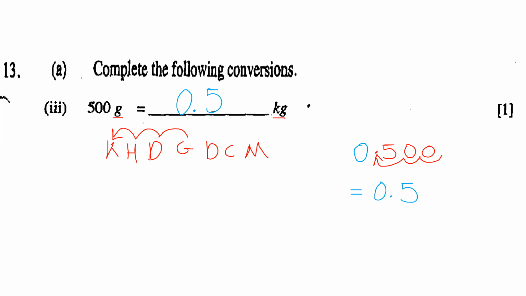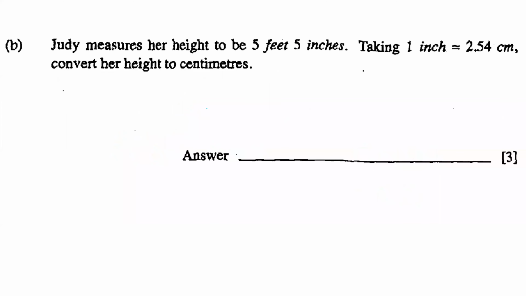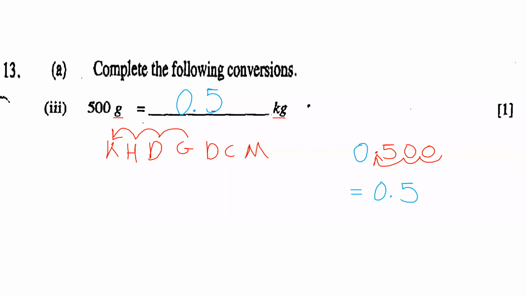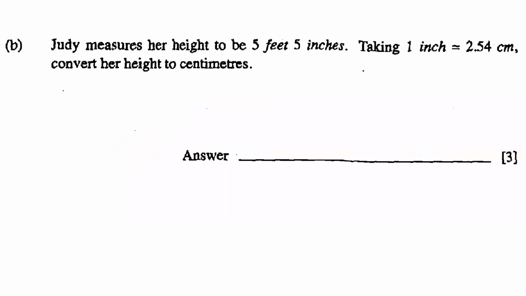Let's go on to question number... Oh, still on 13. 13B now. So let's look at 13B. 13B says, okay, Judy measures her height to be 5 feet and 5 inches. She measures her height to be 5 feet, 5 inches. Taking 1 inch to be equal to 2.54, convert her height to centimeters.